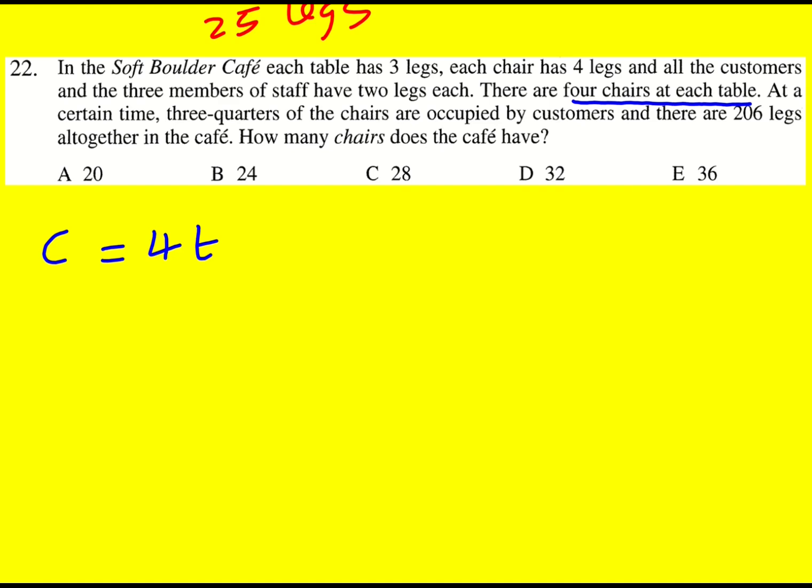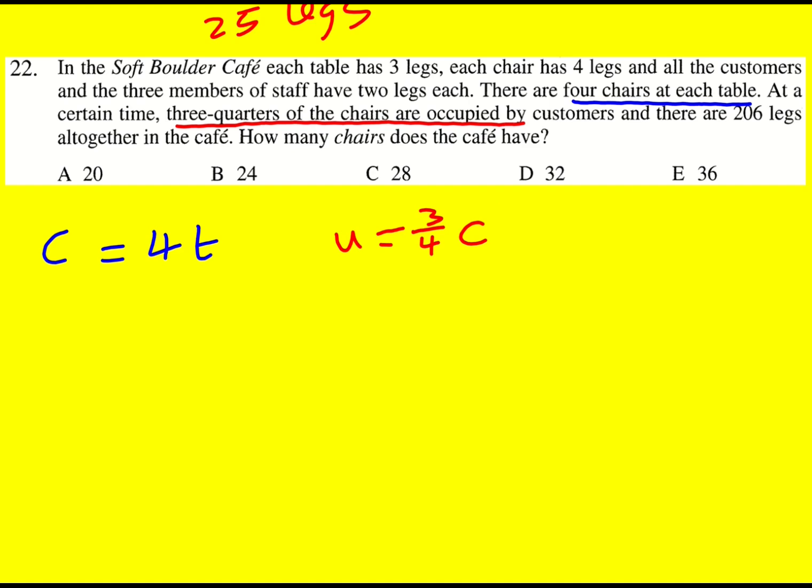Then, because we know that 3/4 of the chairs are occupied, I'm going to say that I've got U number of people. I can't say C for customers, so I went with U, the second letter in customers. So U is going to be 3/4 of the number of chairs.